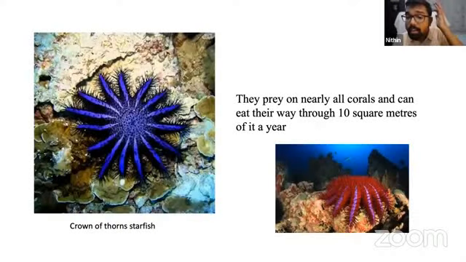And another enemy of the corals are crown of thorns starfish. It's called crown of thorns because of the shape of the thorns on top of it, which is like the crown worn by Jesus in the story of the Bible. And they prey on nearly all types of corals. So what they do is they come, sit on top of it, and slowly suck the nutrients and life out of it. And it can eat its way through around 10 square meters of it a year.